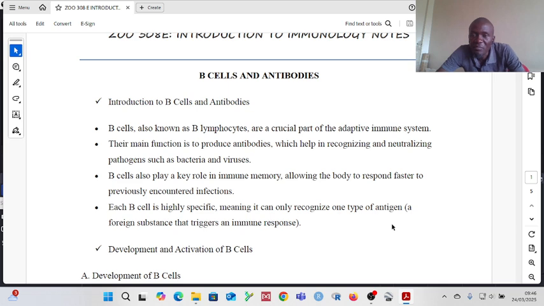An antigen, by now you should be knowing, is a foreign substance that triggers an immune response. So an antigen is specific. A bacteria has a specific antigen. A virus has its own specific antigen. A parasite has its own. So each of them will then trigger an immune response.